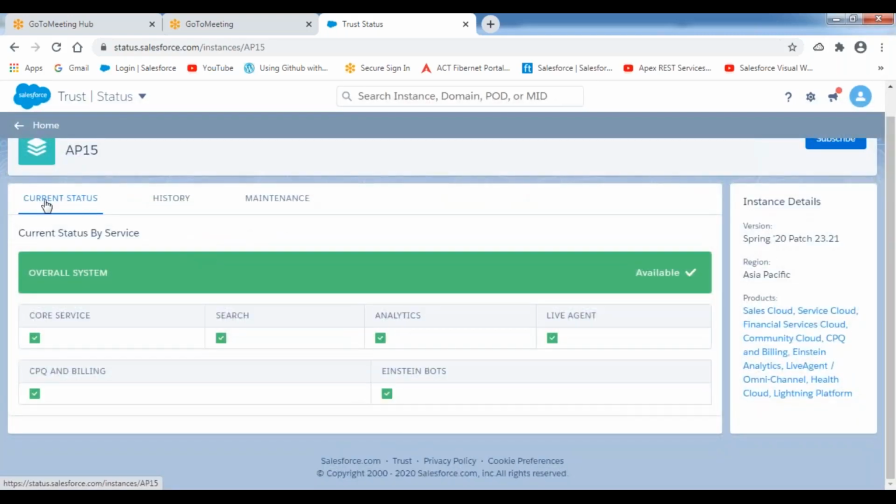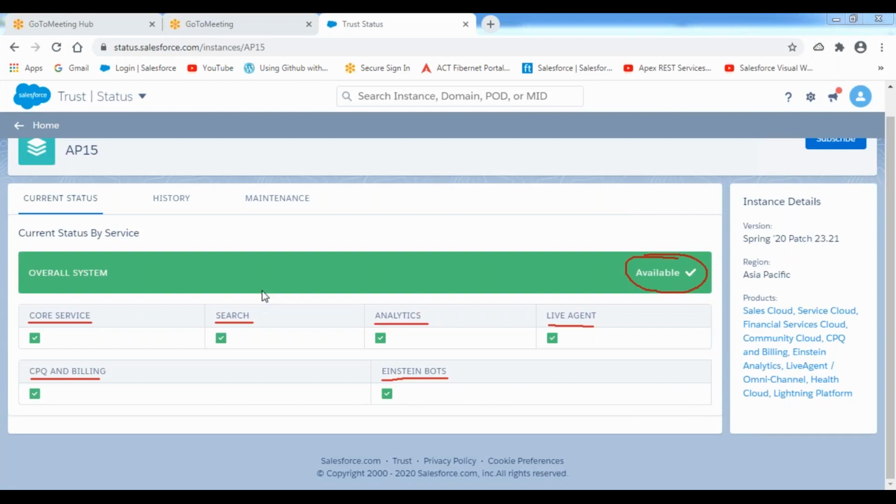It is indicating the current status. The overall Salesforce server status is okay, available, nothing but a green symbol. That means the server is up and running fine. In this server, core services are working fine, search functionality is working fine, analytics features are also working very fine, live agent is also working fine, CPQ and billing is also working fine, Einstein bots are also working very fine. Artificial intelligence features are also working very fine. So now all the features are working fine, so these are indicating a green color tick mark. So the total overall server status is available. It is working very fine here. No issues.